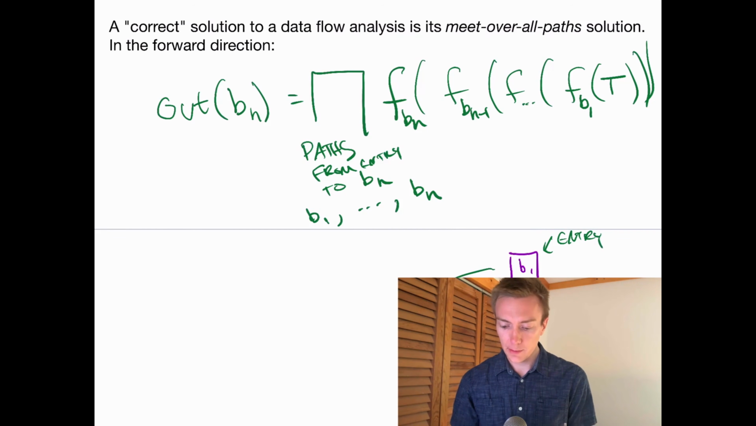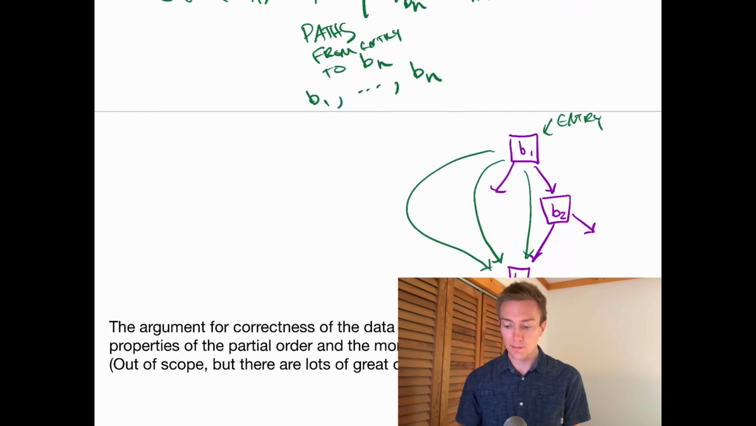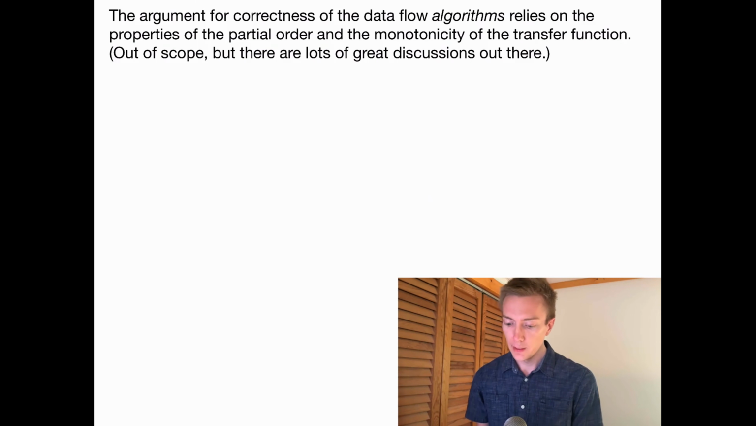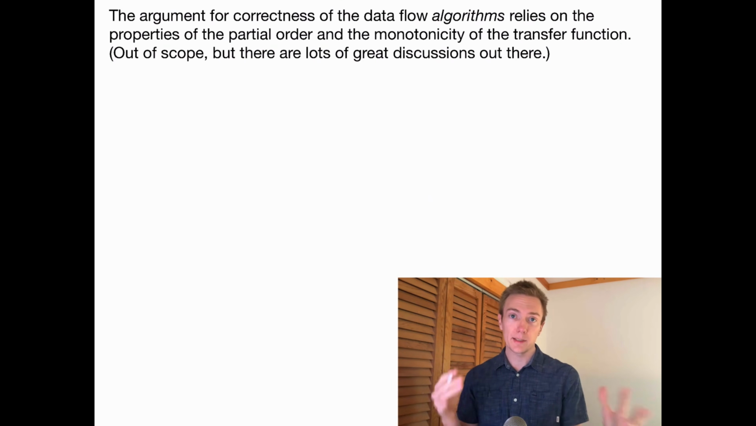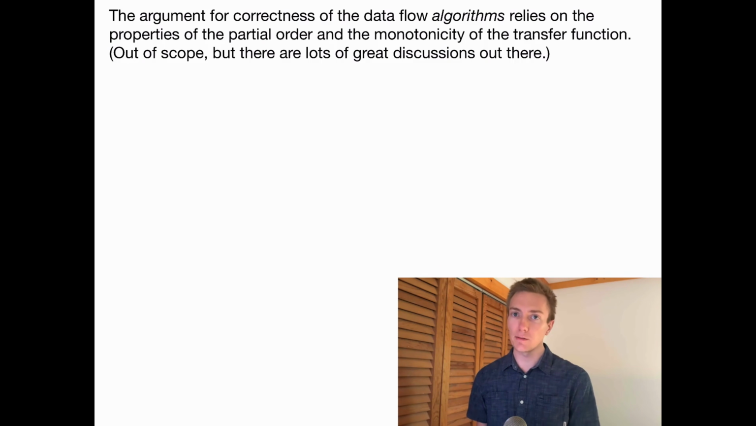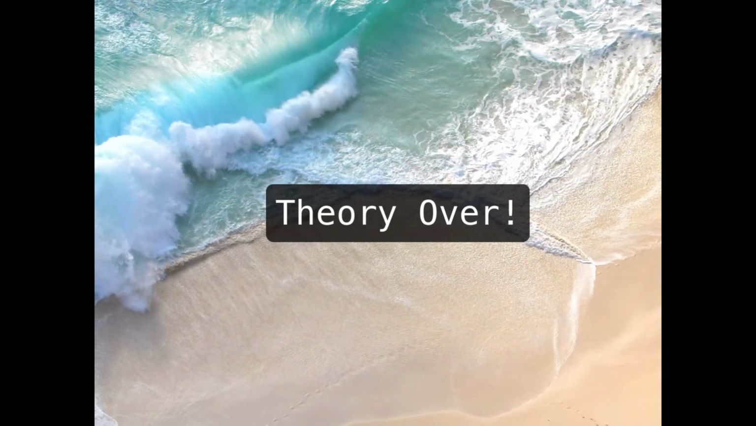So the argument for the correctness of data flow algorithms, that is, for the worklist algorithm for solving a data flow problem, relies on the properties of the partial order that's underpinning your data flow problem. I'm not going to talk about that exact proof, but if you're super curious, there are links that you can follow associated with this lesson.